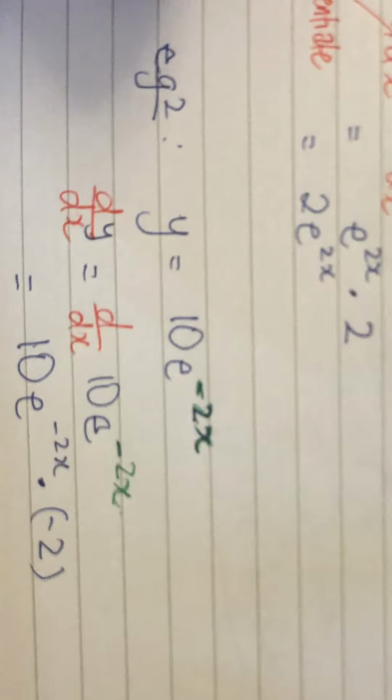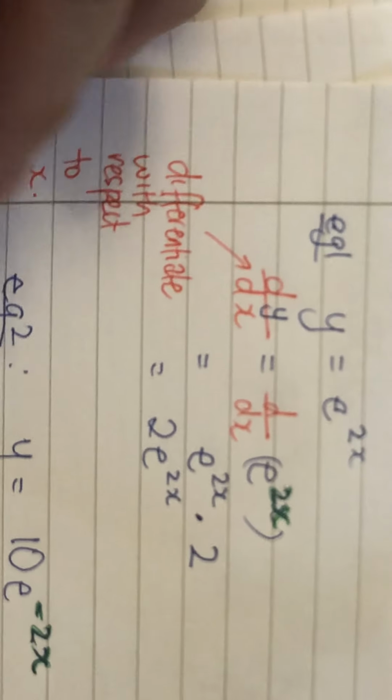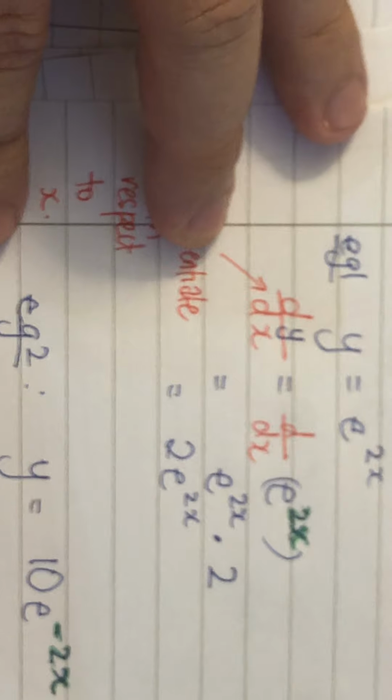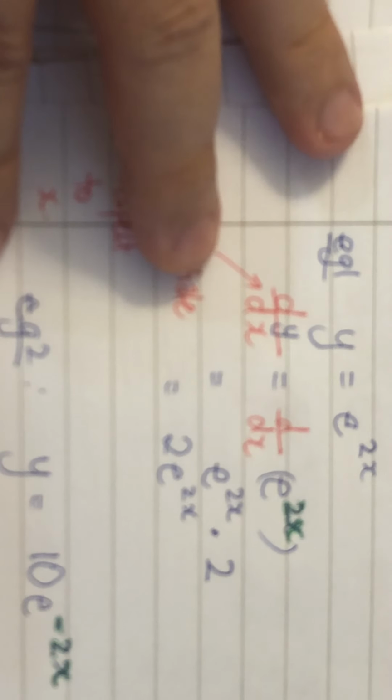Okay, I give you some example. This one is something new. Listen carefully. Very simple one. Next time you see this, you laugh. So let's say example 1. I give you a function y equals e to the power of 2x. The main function, or the outer shell, is e to the power of something. Then the inner shell is the 2x.